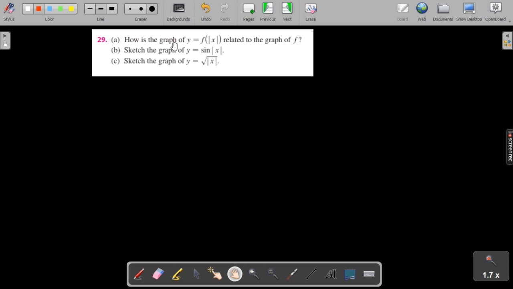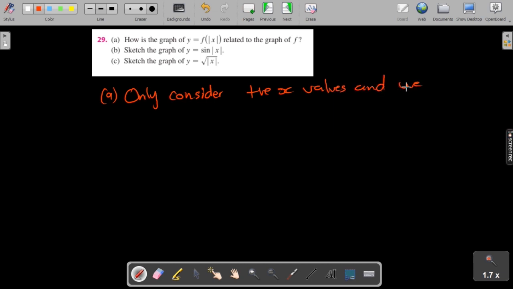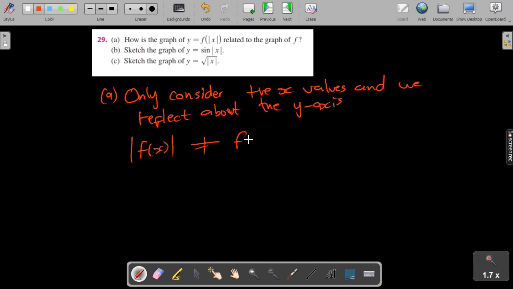So the first question says, how is the graph of y equals f of the absolute value of x related to the graph of f? The answer to this would be that we only consider positive x values, and we reflect about the y-axis. So there's a difference between the absolute value of f of x and f of the absolute value of x.